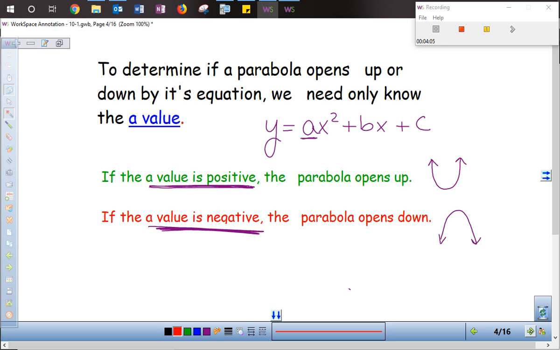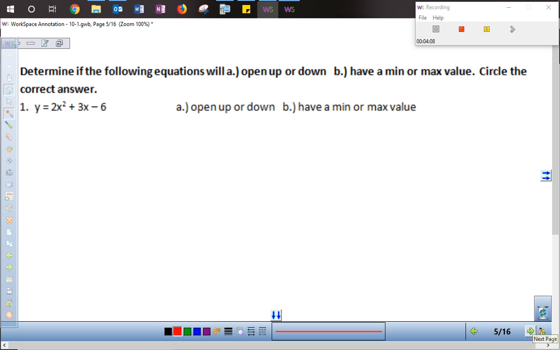So let's see if we can figure this out just by looking at the equation. So on number 1, I have y equals 2x squared plus 3x minus 6. So I want to know if this is going to open up or down.